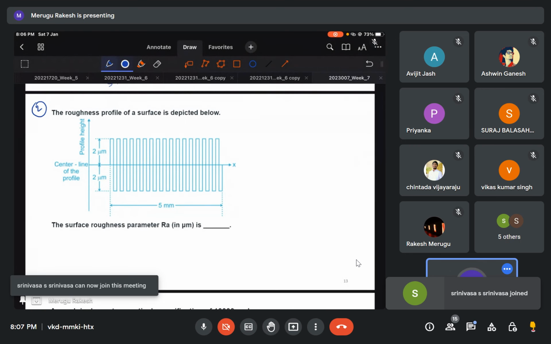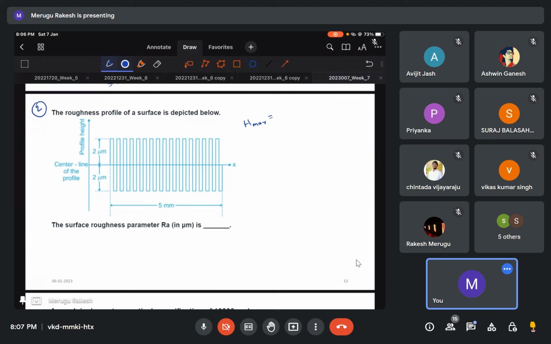So before that, just tell me what is H max here? 4 micron. Okay. So can I directly do this? Sir, I didn't understand this. I'm just asking. So I got the H max 4 micron. So can I calculate Ra directly like H max by 4, which is 1 micron? Can I do this process?